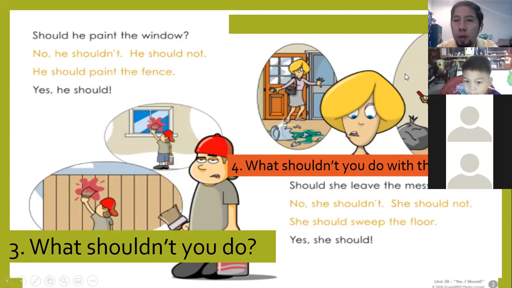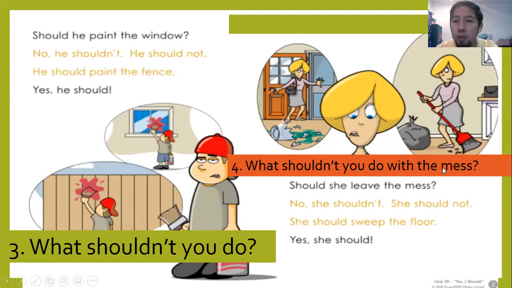Okay, what about number four? What shouldn't you do with the mess? Anybody who can answer number four? Hari, what is your answer for number four? No, number four is you shouldn't leave the mess. You shouldn't leave the mess. Okay, that is the answer for number four.